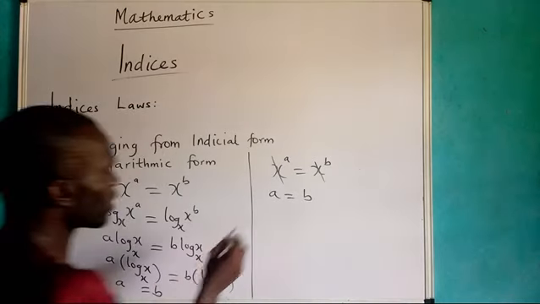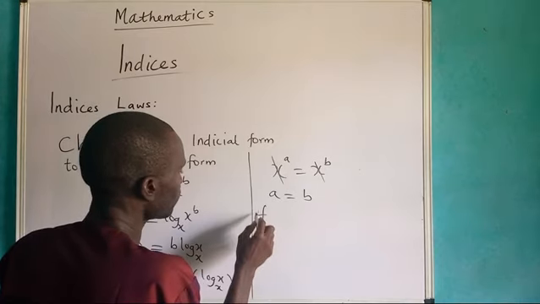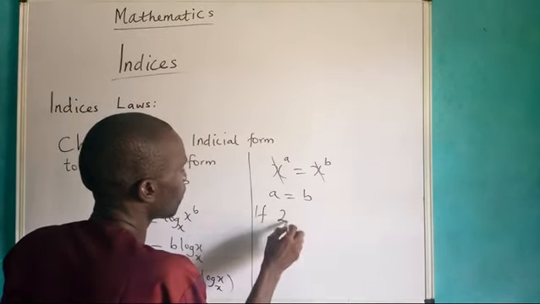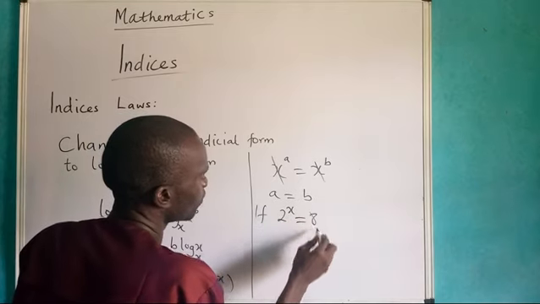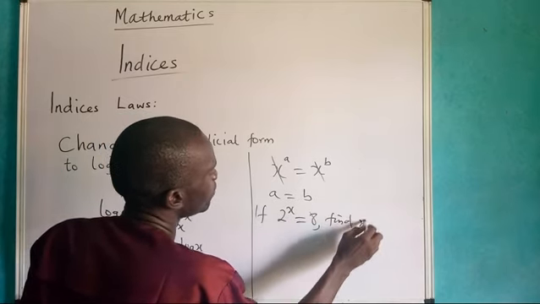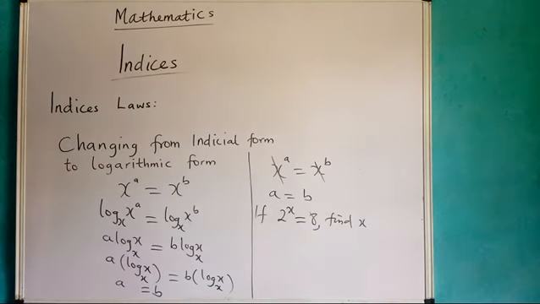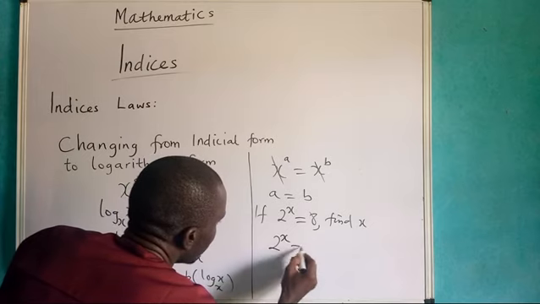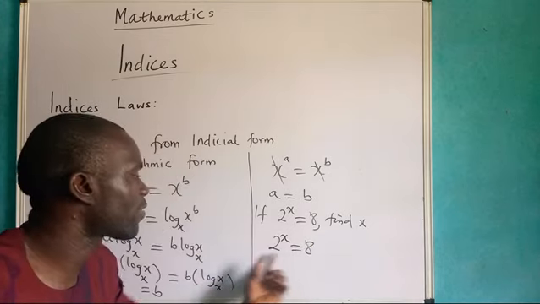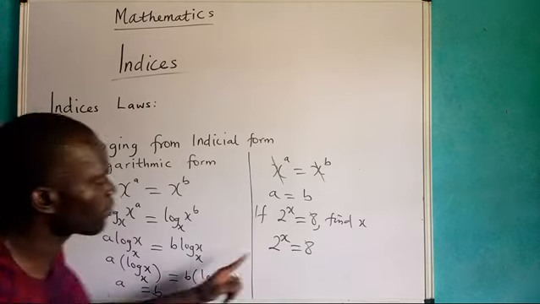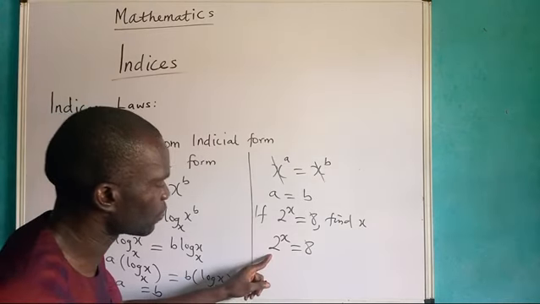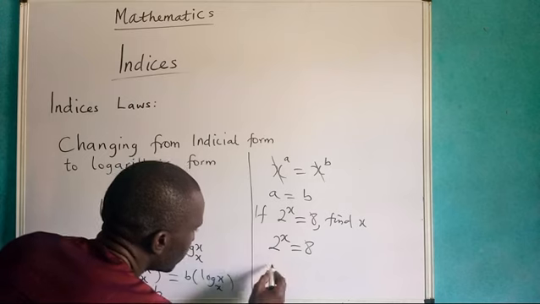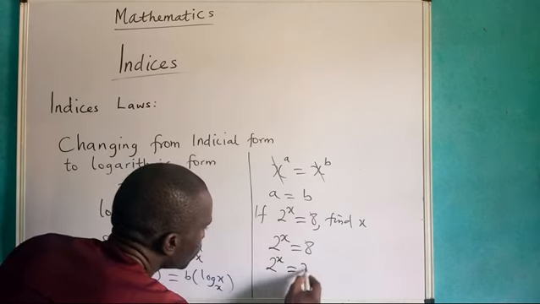Okay, let me now take a situation like this. If 2 power x equal 8, find x. Now what can we do here? Can you see that the very question has different bases on both sides of the equation? The question is simply 2 power x equal 8. I want to consider the least base here. The least base is 2. I want to reduce this 8 to this very base, so it becomes 2 power x equal 2 power 3.